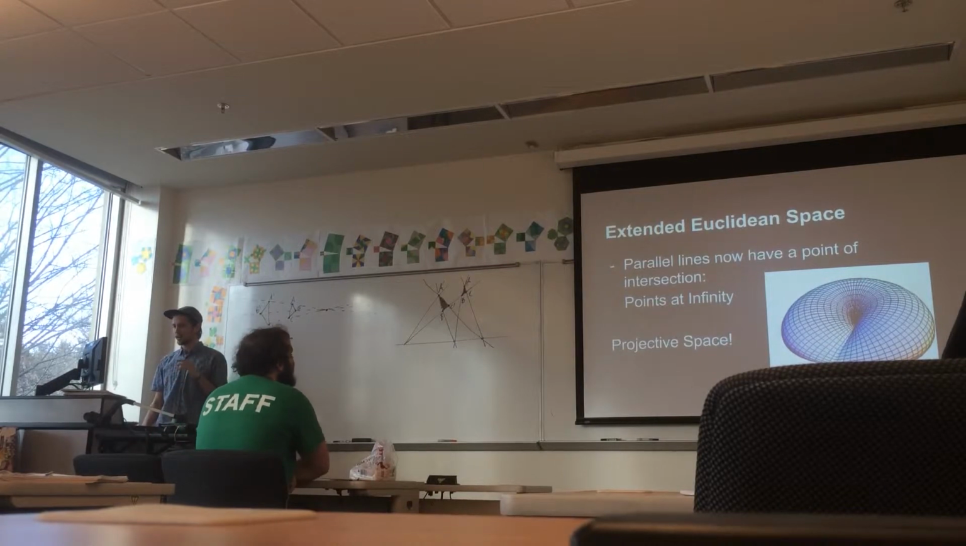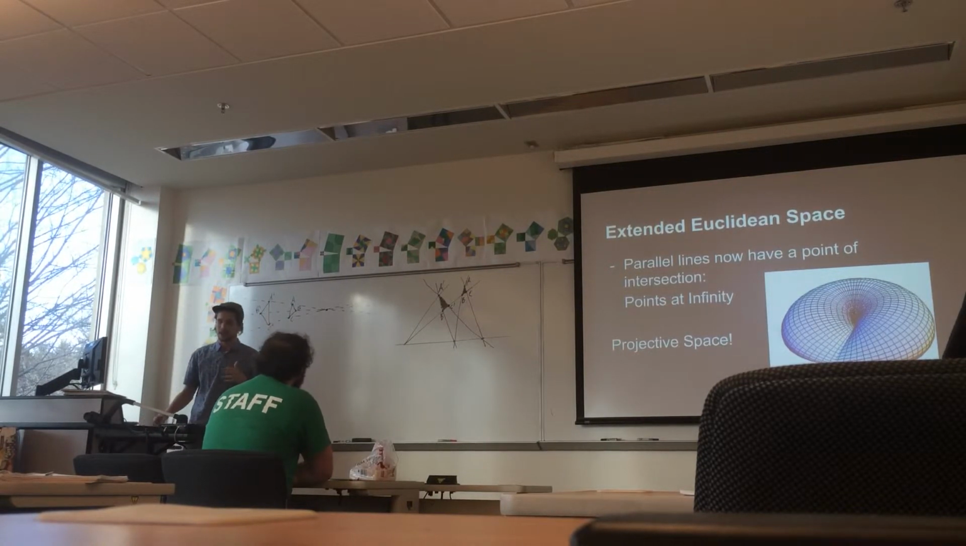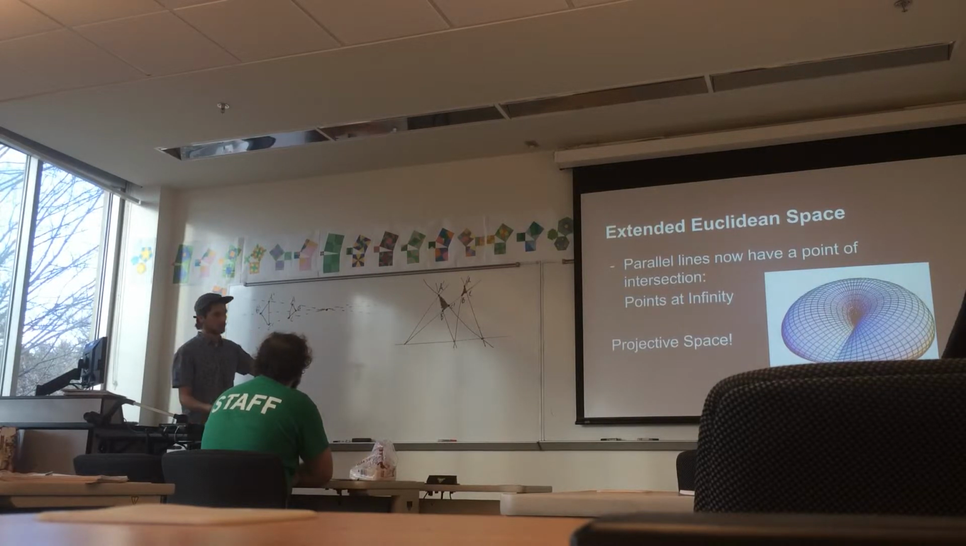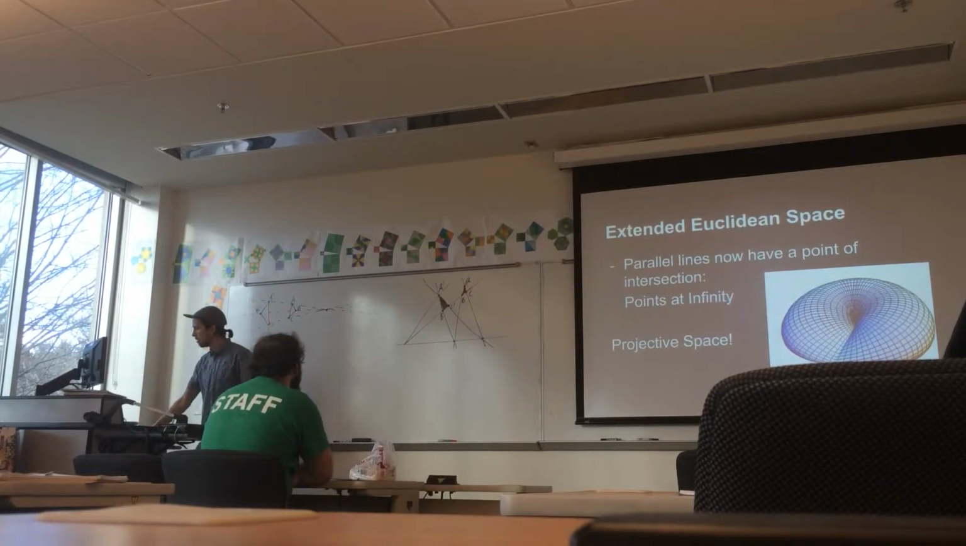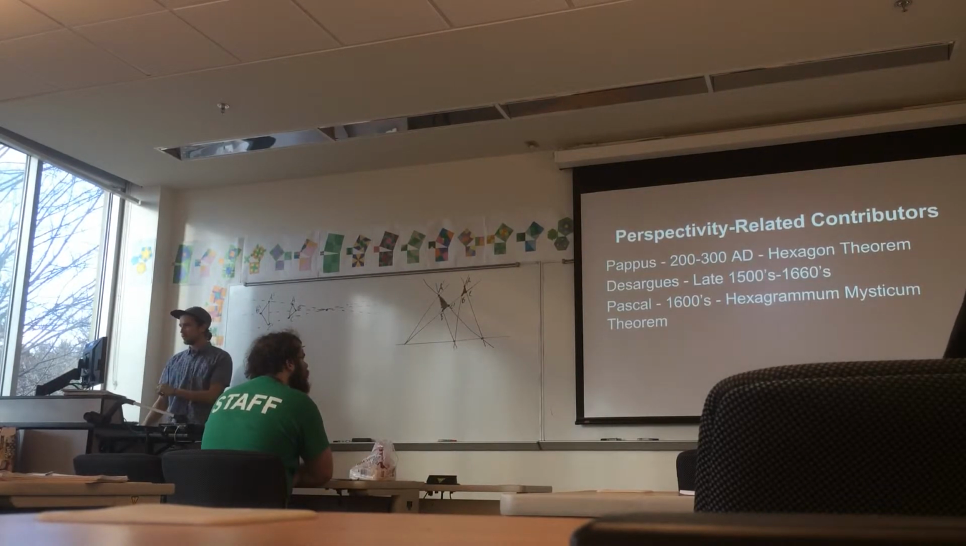So I want to talk about Desargues' theorem, which states that two triangles are centrally perspective if and only if they are axially perspective. I drew these things separately to try and give you an idea of what this means. So these are the titles of their contributions.